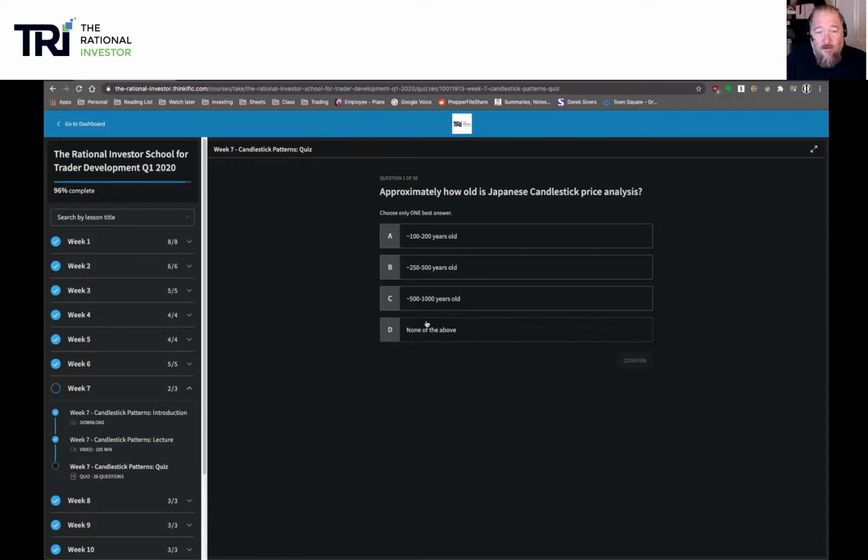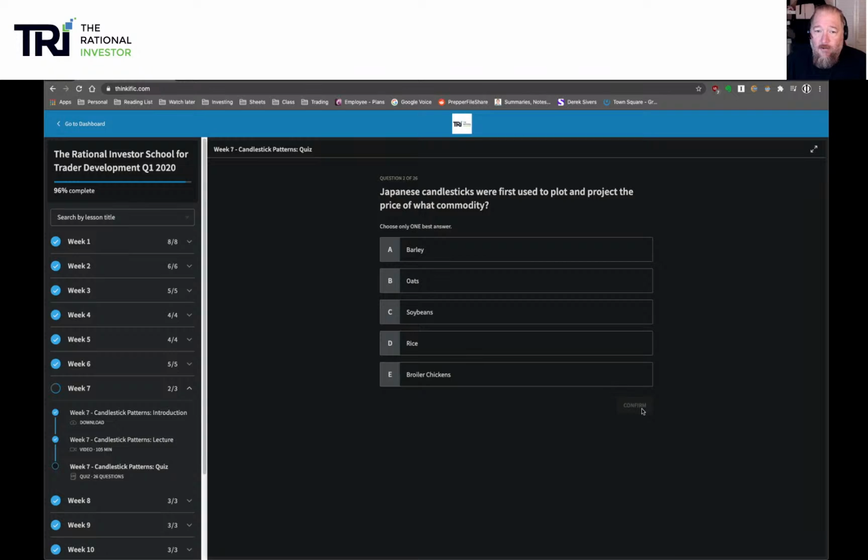Quiz. All right. Approximately how old is Japanese candlestick price analysis? It's about 250 to 500 years old. We don't have a really precise time frame because it's one of the things that developed concurrently from a lot of different people. We can't trace back the specific origin of it. But we know somewhere between 250 and 500 years ago it started showing up on the scene.